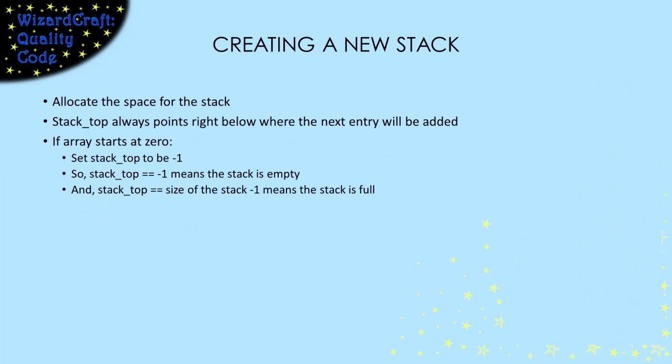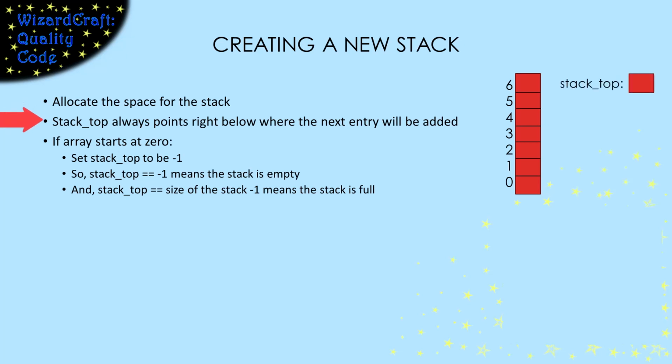Creating a new stack requires that we allocate the space for the stack. Since it's an array, our stack has a maximum number of things that it can hold. We'll need to worry about that when we're pushing things onto the stack. Stack top should always point to right below where the next entry would be pushed. If the stack isn't empty, that will be the position of the top item on the stack. If it is empty, it will be right below the first position of the array.